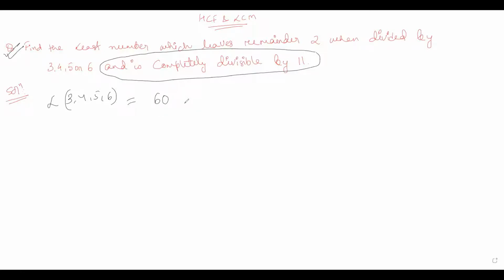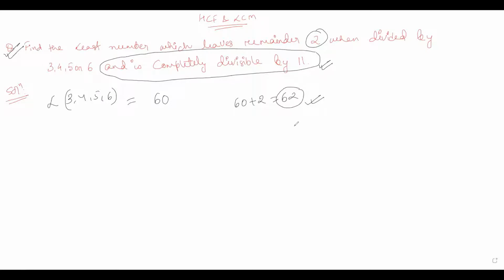So that means 60 is the least number, we can say, which when divided by 3, 4, 5 or 6 is completely divisible. But we need a remainder of 2. So we can say that 60 plus 2, that is 62, is the least number which, when divided by 3, 4, 5 or 6, leaves a remainder of 2. But we need to find that number which is also divisible by 11.